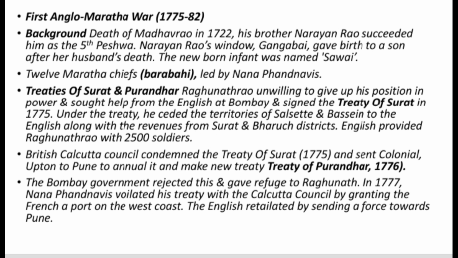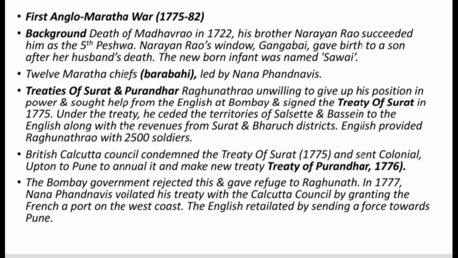The British Calcutta Council, on the other side of India, condemned the Treaty of Surat, 1775. They sent Colonel Upton to Pune to annul it and make the new Treaty of Purandar in 1776. With the Regency renouncing Raghunath and promising him a pension, the Bombay government rejected this and gave refuge to Raghunath.